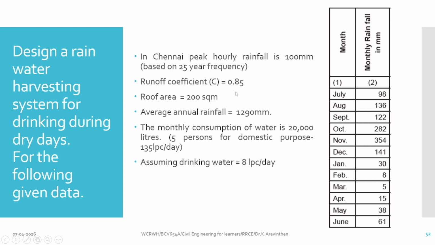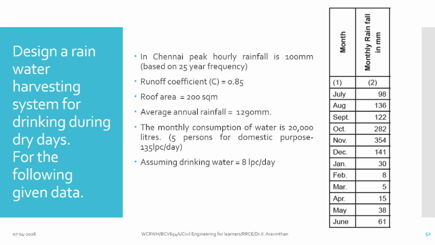By this we can understand that it is a roof. The roof area is 200 square meter. Average annual rainfall of 1290 mm is taken here. The monthly consumption of water is assumed as 2000 liters, assuming 5% they are using only for domestic purpose. Around 133 to 135 liters per capita per day they are using, in the sense their monthly consumption is around 20,000 liters. Now, assuming for drinking purpose only, they are using 8 liters per capita per day. For these 5 people, how much storage is essential?